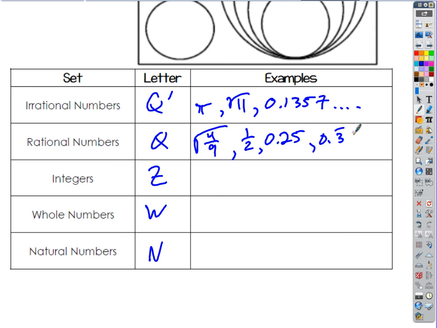Integers, I'll skip those, we already know what those are, right? All the hash marks on a number line, whole numbers 0 plus the natural numbers 1, 2, 3, 4, etc. We already defined all those.